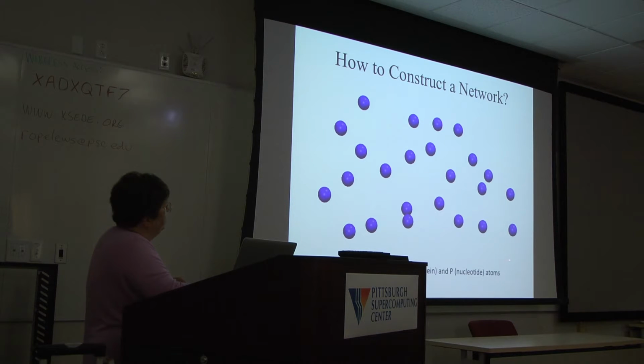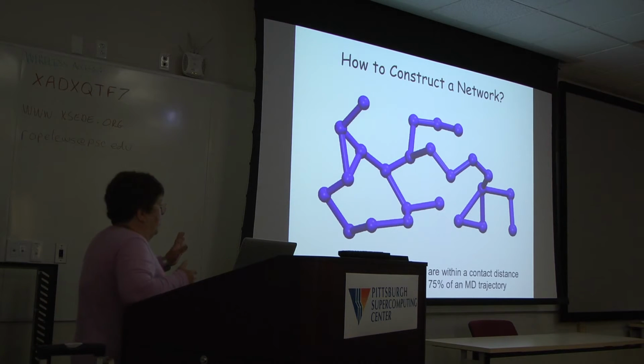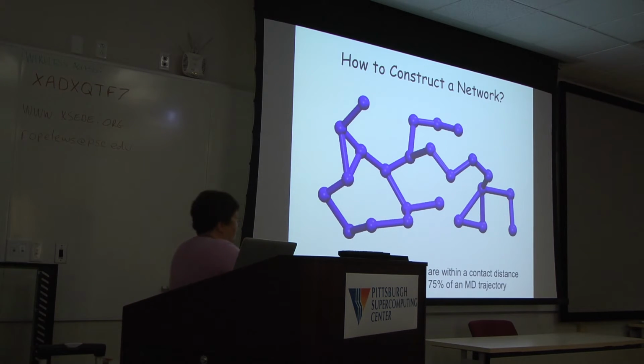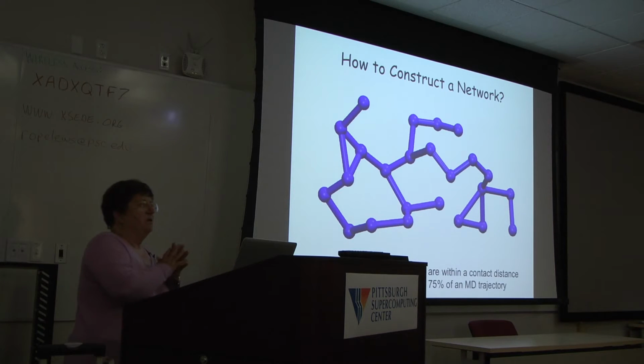and now you run your simulations, and you look at how many of those nodes are within a certain contact distance, which you specify, over the majority of your simulation. So the contact distance you have to play a little bit with. We suggest one that seems to be working for protein RNA.